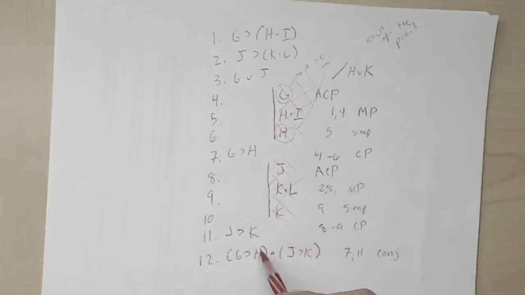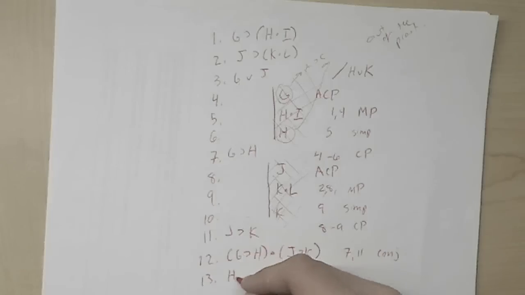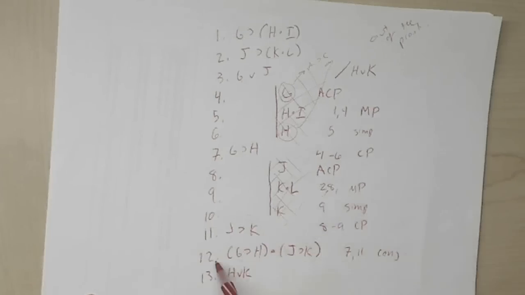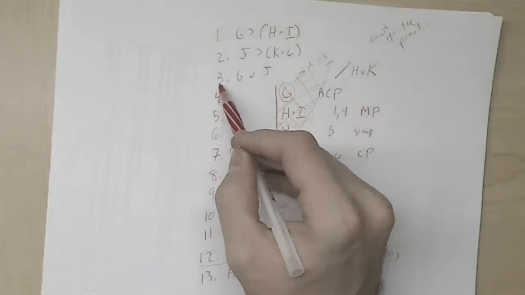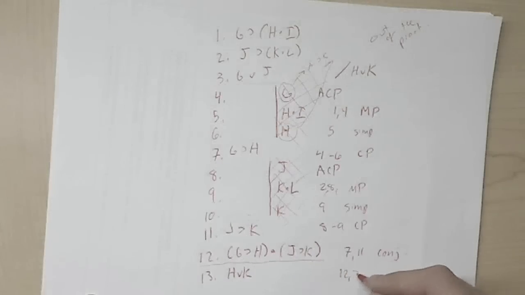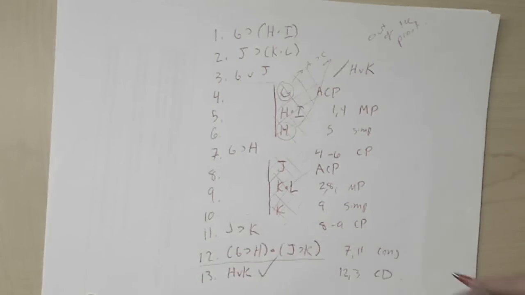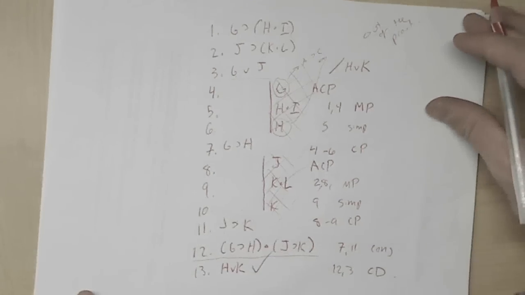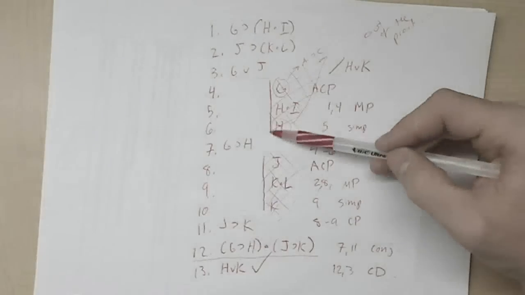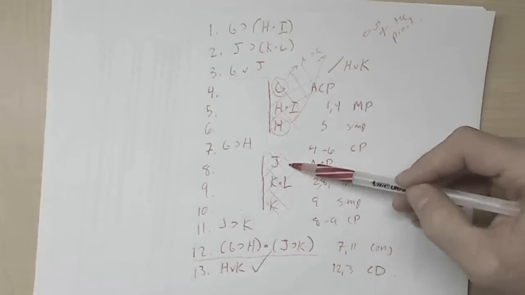And now that I've conjoined them, I have either G or J, which means line 13 is I must have either H or K, right? And that's line 12 and 3, constructive dilemma. And of course, there's my conclusion. I'm done, okay? So this is a sort of longer conditional proof, but notice you can do the conditional proof twice in a thing, right?